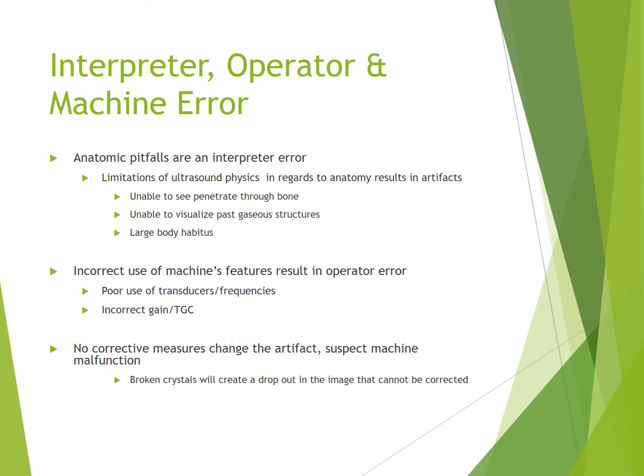We can't see through bone, so when we're imaging and we get to a soft tissue bone interface, we can't see anything past it. We know truly that there is either more bone or tissue behind where that bone is, but we can't see it. So therefore it is technically an artifact because we are not seeing the true anatomy.